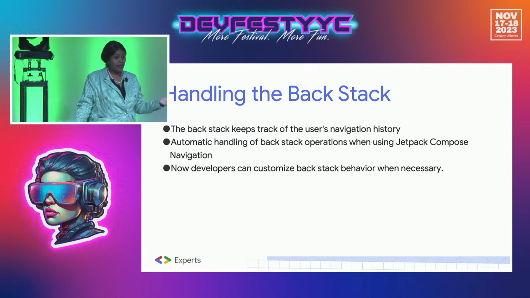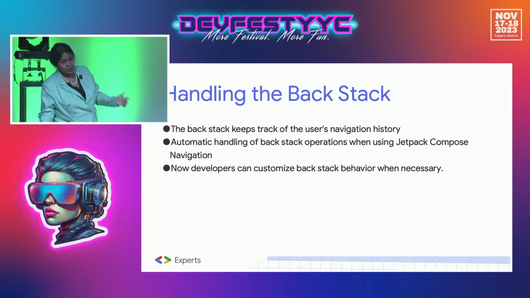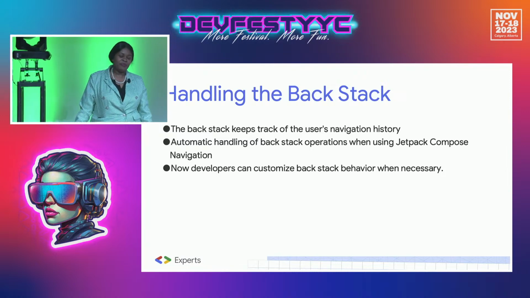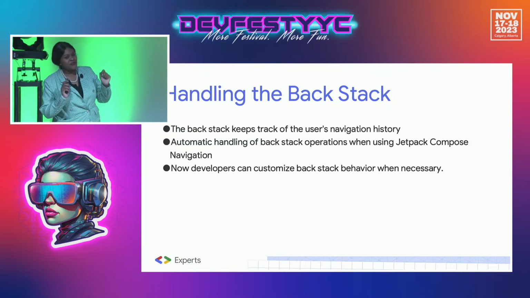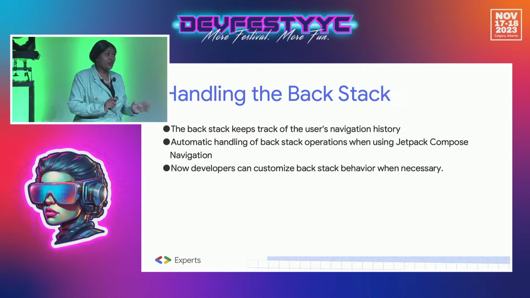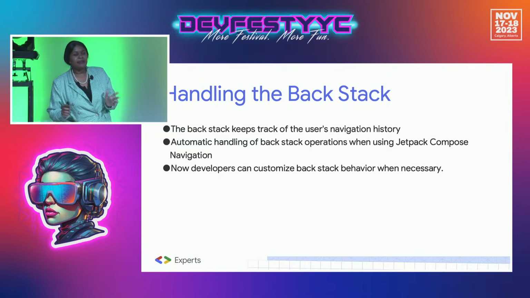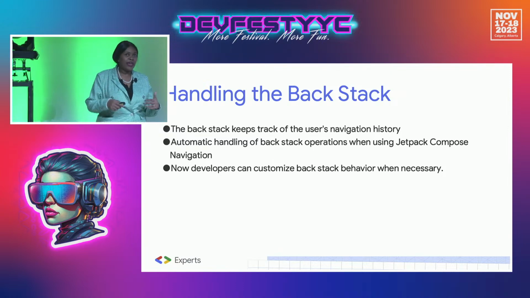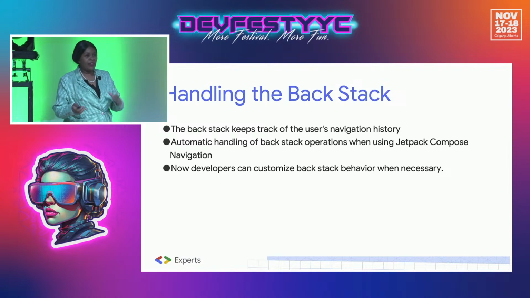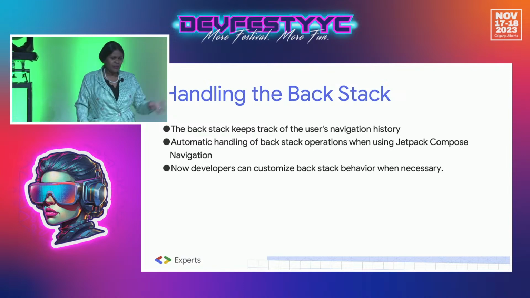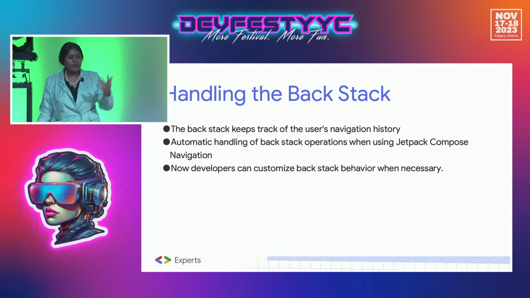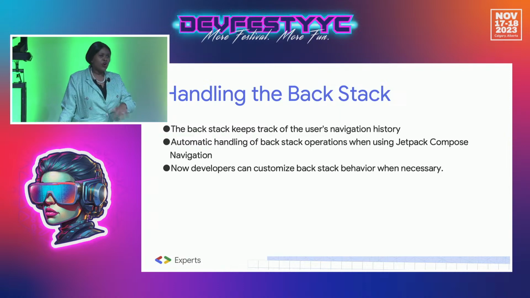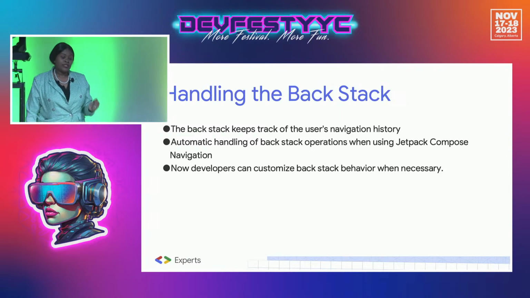And then handling the backstack, a super big advantage. The backstack keeps track now. There's automatic handling of backstack operations when using Jetpack Compose Navigation. And now developers can customize the backstack behavior, which is super cool. I think you could do that before, but I've attended some sessions where I've listened to people complain about how they have to build upon navigation in their own app, and they have to use other libraries, which I feel really makes your app heavier, because you don't want to keep including other libraries. You want to be able to build navigation on your own terms. So I feel like Jetpack Compose offers this.